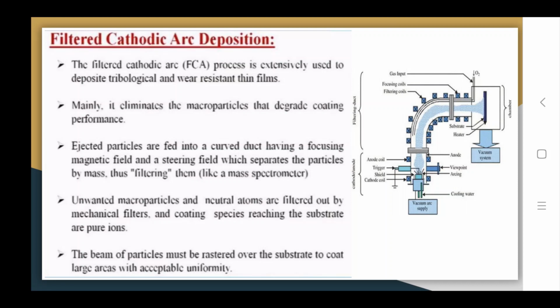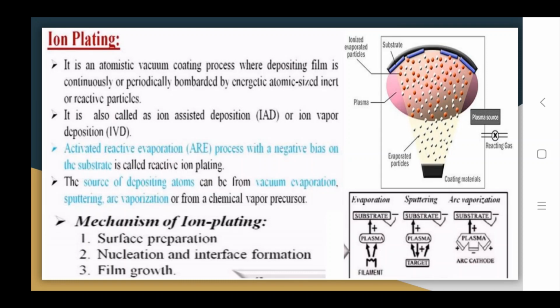Let us discuss the next one, which is ion plating. It is an atomistic vacuum coating process where the deposition film is continuously or periodically bombarded by energetic atomic sized inert or reactive particles. Here we are not using any heat, any electron beam, or any laser. We are using certain energetic atomic sized inert or reactive particles, bombarding them onto the source material, and then doing the coating onto our substrate.